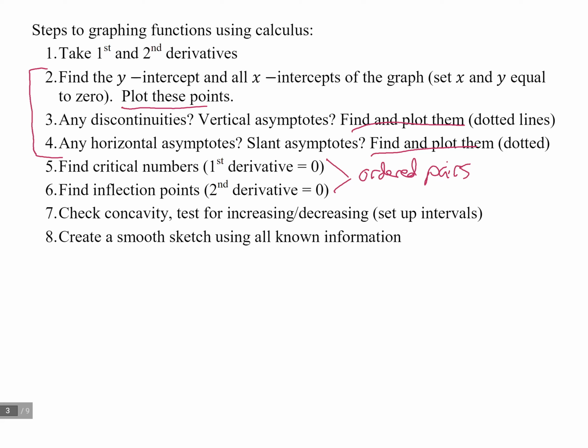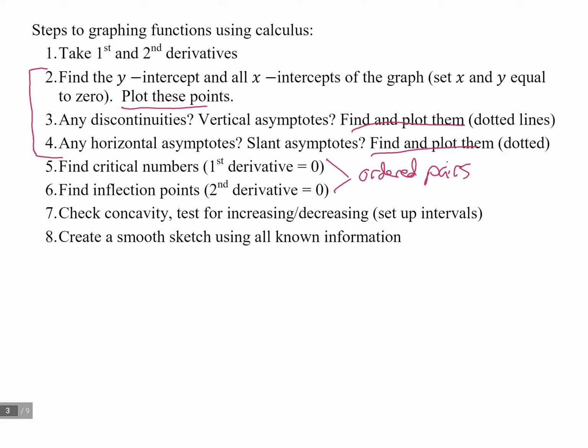You want those ordered pairs for critical numbers and for inflection points, because you're going to plot points. You're going to be making a graph. Remember that vertical asymptotes are also critical numbers and inflection points. You don't need ordered pairs for those because they're just vertical asymptotes, but they are part of your inventory for critical numbers and inflection points.